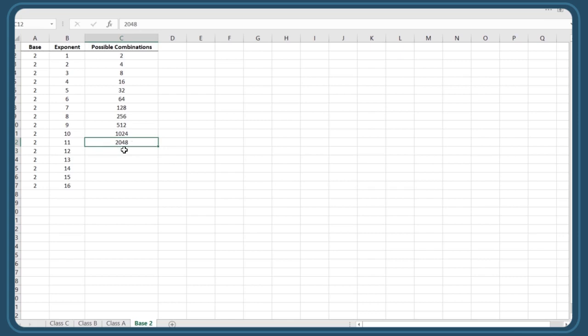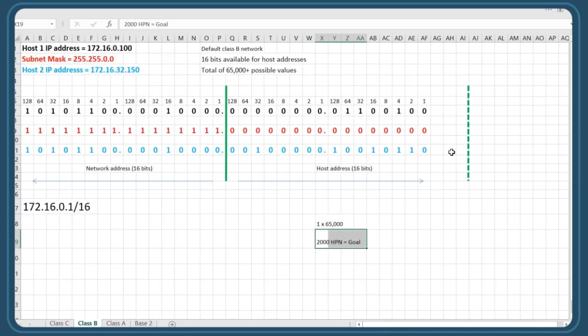I can't get exactly 2,000, but that, again, is the nature of binary. That's fine. If I have a little bit more, no problem. Any given subnet might have a few extra computers on it. That's fine. But it requires 11 bits to handle that many addresses. So that is where our line goes. So we go back to our class B here. We grab the line, and we need 11 bits. Well, there's 8 after the last octet. So I need 9, 10, 11. That is where my line goes.